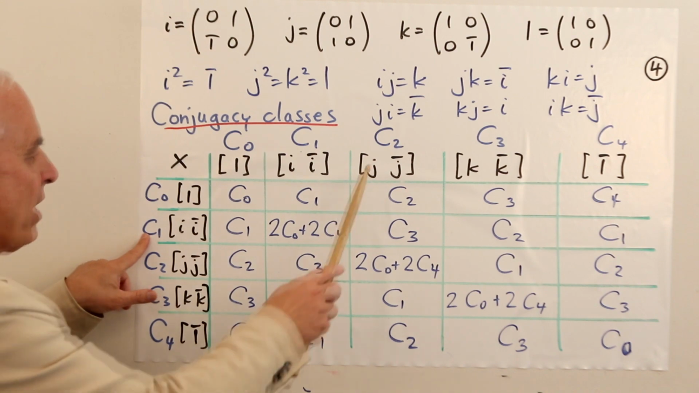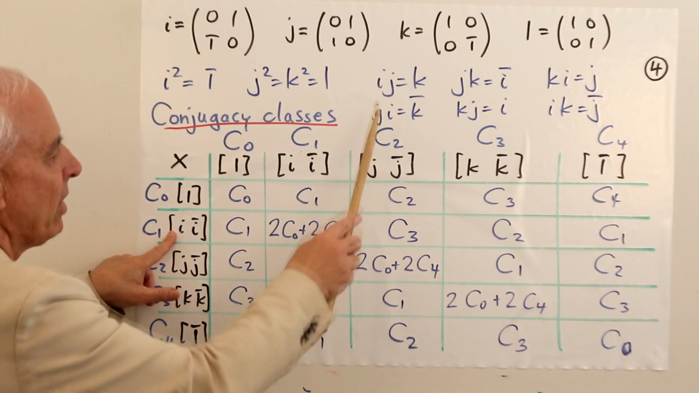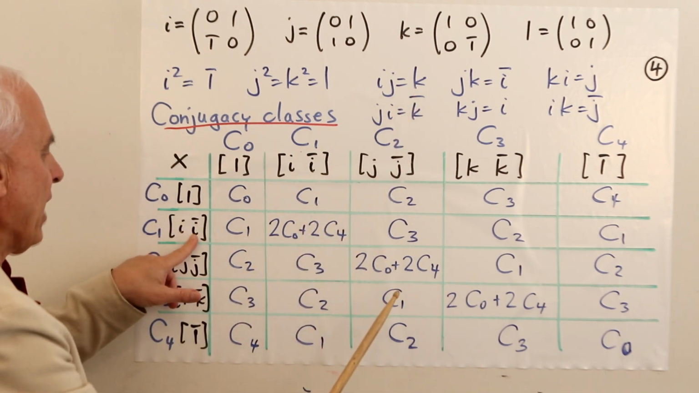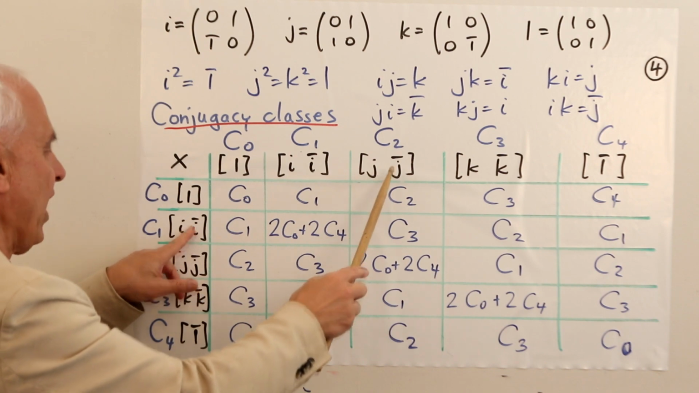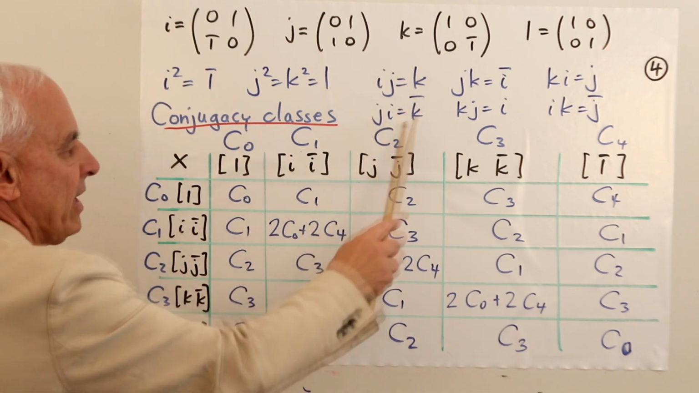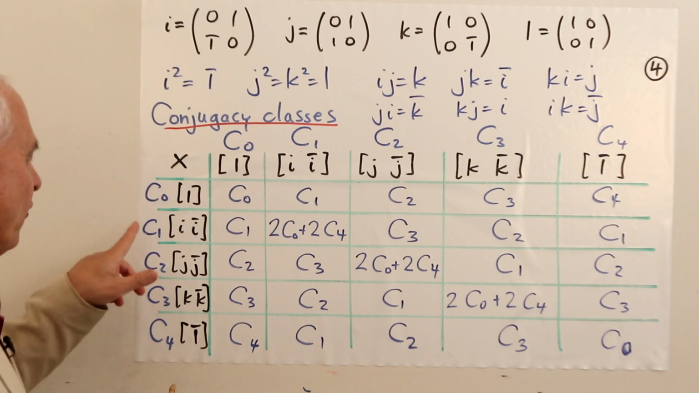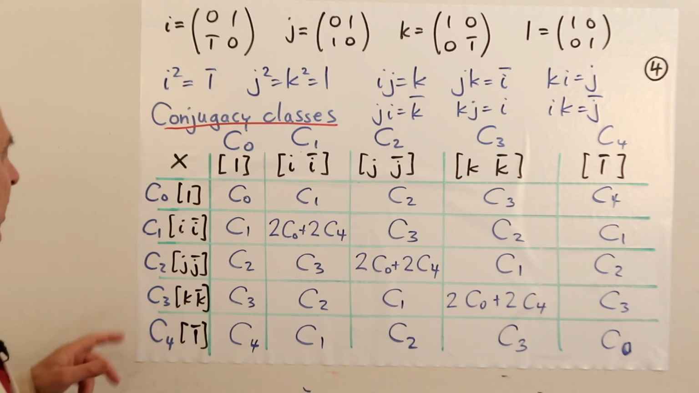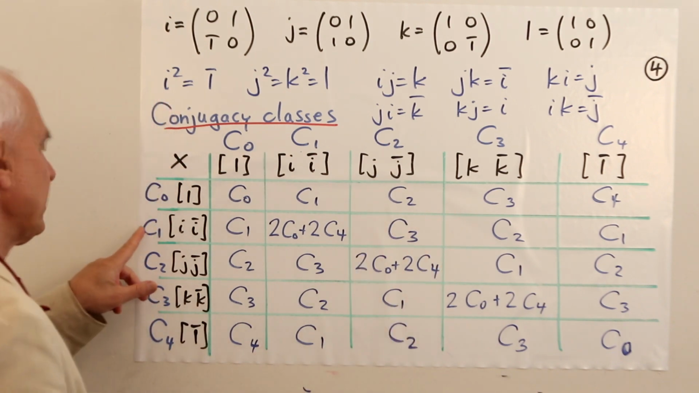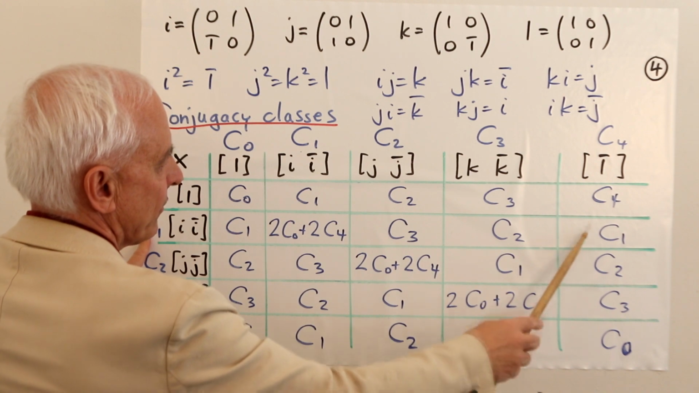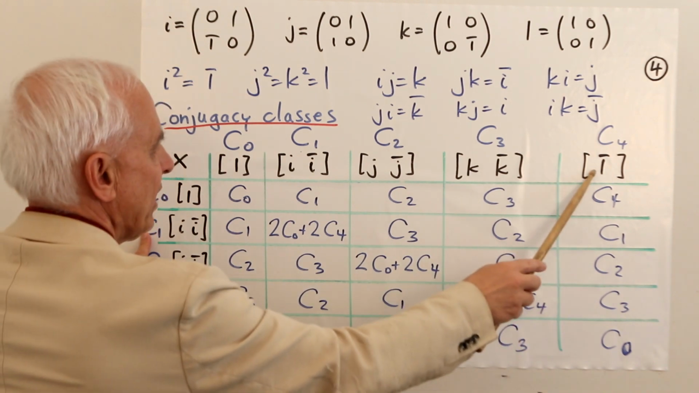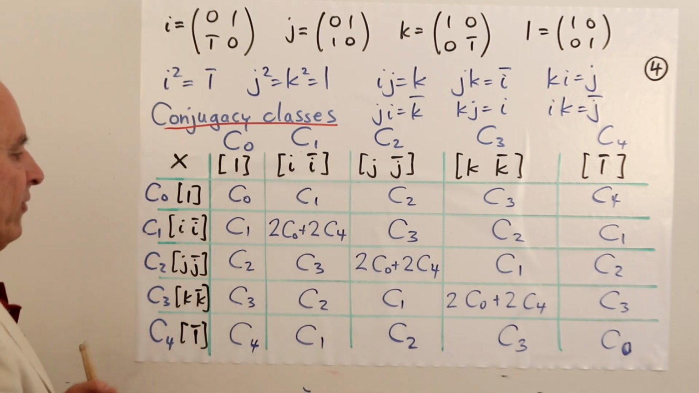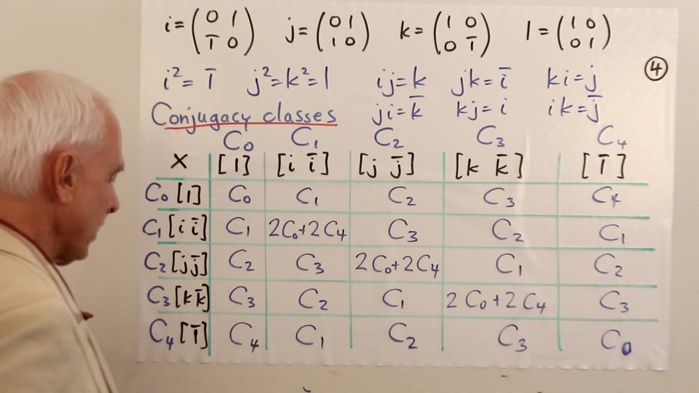However, if you multiply C1 times C2, I times j, well, I times j is k. And I times j bar, well, that's going to be minus k. And I bar times j, again, you get minus k and k. So you're always ending up in the k conjugacy class. So C1 times C2 is always C3. And similarly, C1 times C3 is C2, and C1 times C4, well, that's just going to be C1, because this is negative the identity, and this conjugacy class here is closed under multiplication by minus 1. So this is then the complete table.